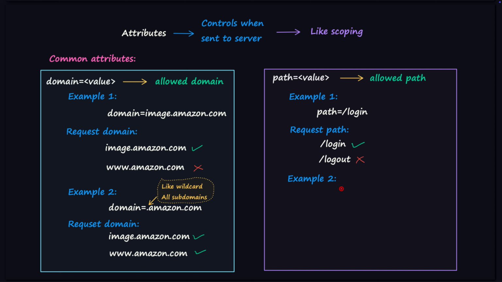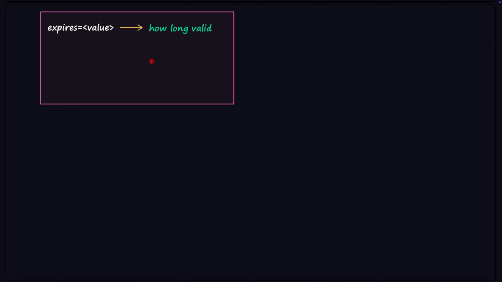Okay. Now let's take another example. In this case, path is set to just a /. So this is more like a wildcard path, i.e. the cookie will be included for all the paths. So if the path is login, then the cookie will be included. And if it is any other path, for example logout, then in that case also the cookie will be included.